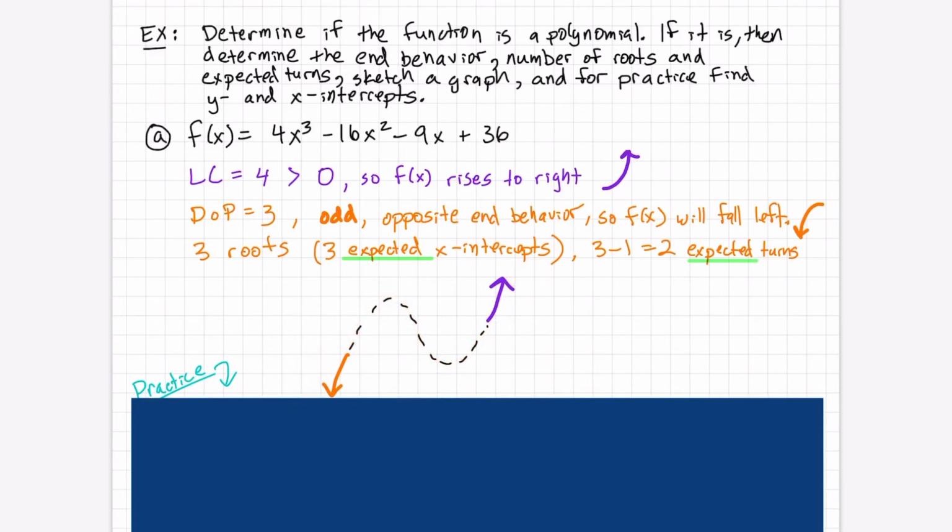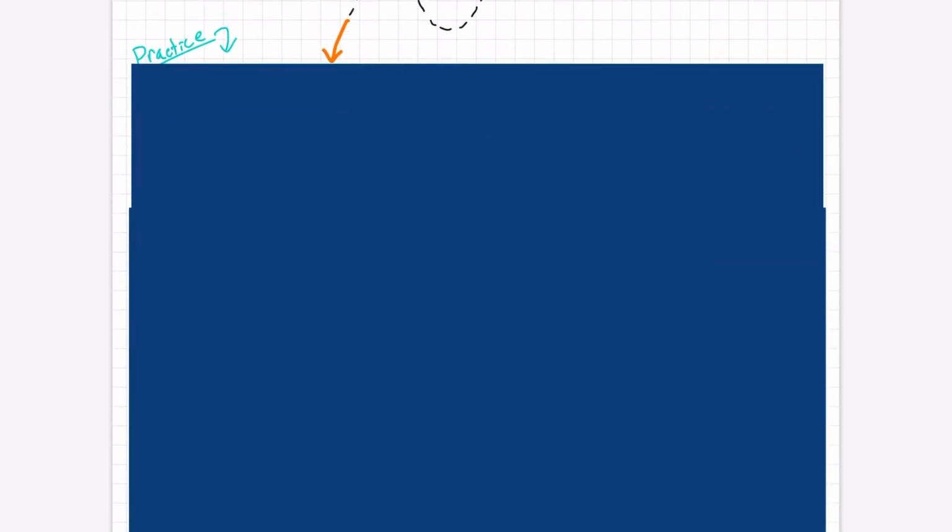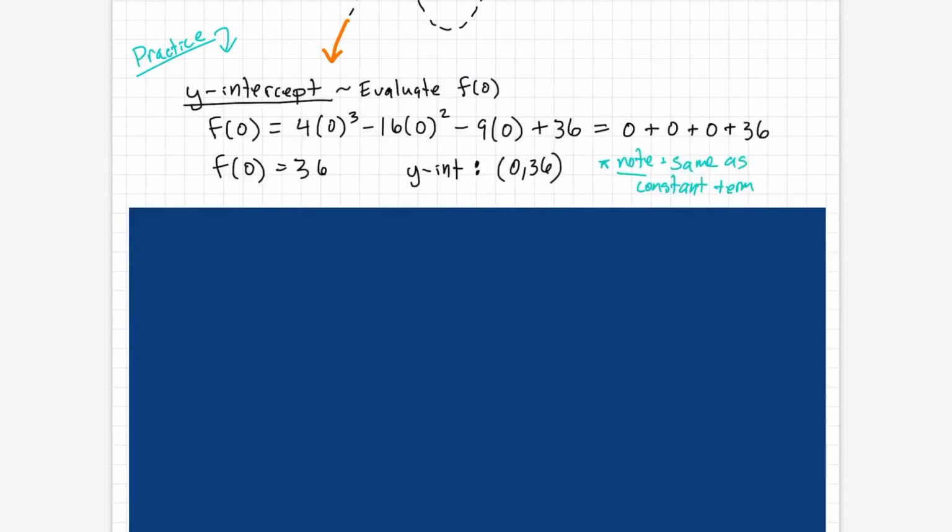All right, now just for practice, let's talk about finding the y-intercept and the x-intercept. We are able to find y-intercepts whenever we plug in an x value of 0. So we evaluate the function at 0. When I do f of 0, I'm going to plug 0 into my function. And notice what happens to everything but the 36. They just become 0. So if I add up all those zeros and 36, we just get 36. So when I plug in a 0, a 36 comes out. And so we have a point (0, 36). Do note that this 36 is our constant term.